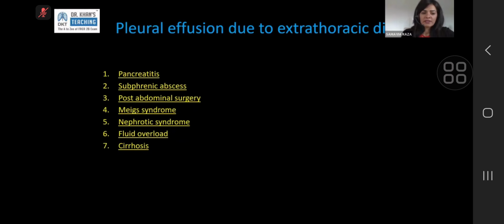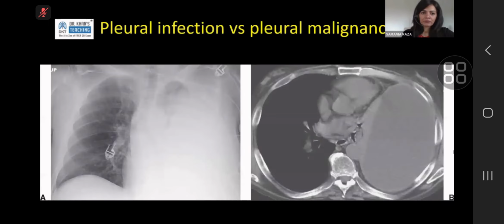And the likelihood of somebody presenting with post-pancreatitis and having an asymptomatic pancreatitis is extremely low. So history comes into play then. This is just an infection.